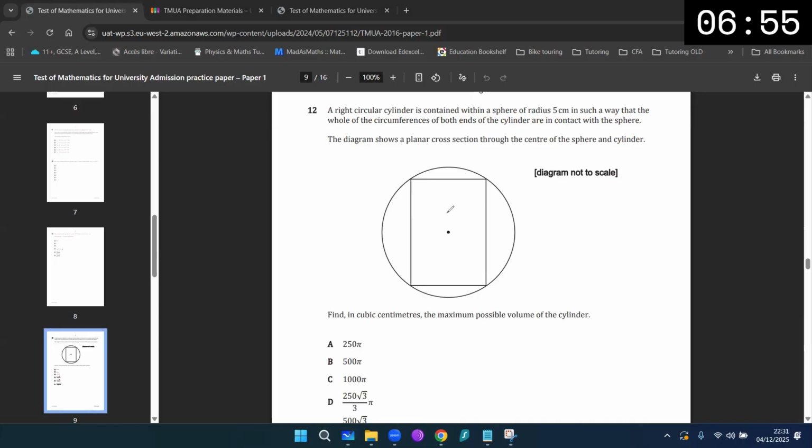So basically, this is 5, the radius of the sphere, which is 5, and this is 5 as well. Find in cubic centimeters the maximum possible volume of the cylinder. What, the maximum possible volume? I don't quite understand. Oh, I'm sorry. Yeah, because it could be thin and tall, or it could be fat and short. Okay. Oh, interesting.